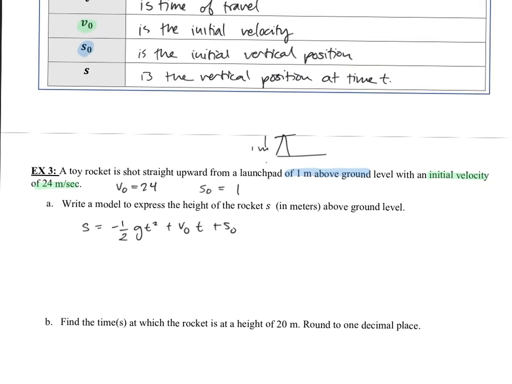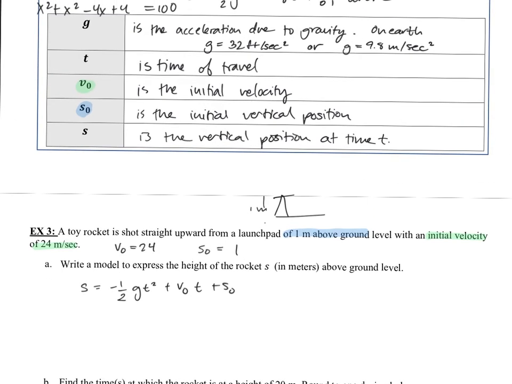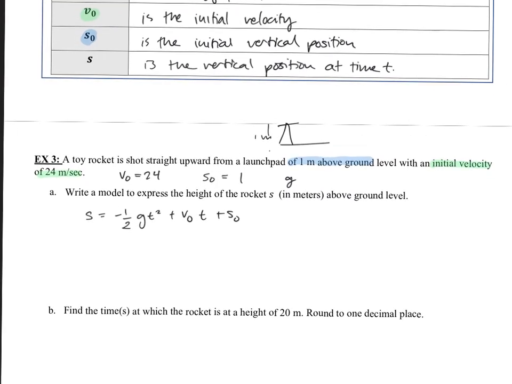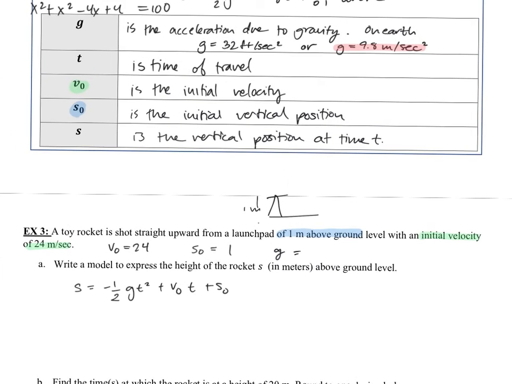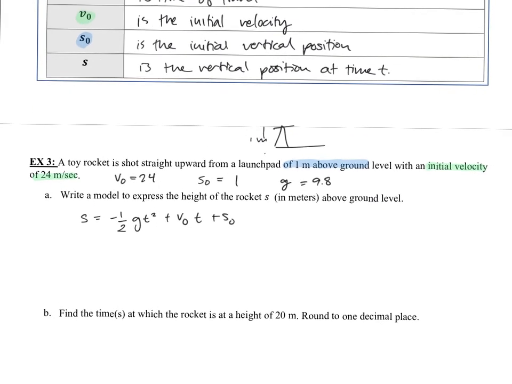And one thing we always know is that g is going to be either 32 feet per second squared or 9.8 meters per second squared. The question is, which one do I use for this problem? Well, notice we're given meters. So because we're given meters, we're going to go with 9.8. So g is 9.8, v sub 0 is 24, and s sub 0 is 1. Plugging those in, I get my model.